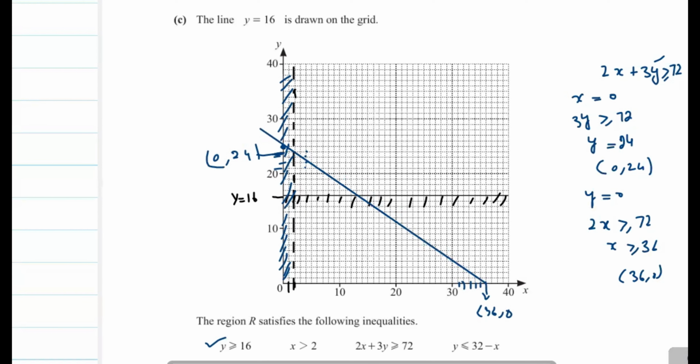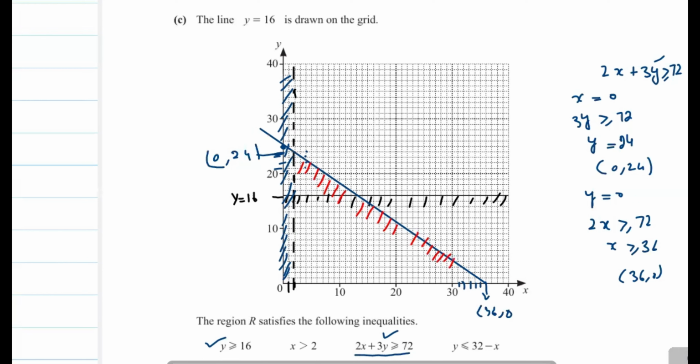On this line, we have to mark the region. The unwanted region will be shaded. Here the inequality is 2x plus 3y greater than or equal to 72. Then greater than will be the upward region. The unwanted region will be the downward region, and we shade it.